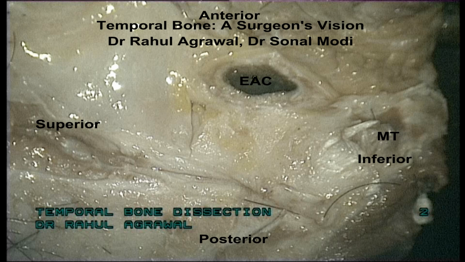On this right temporal bone, we'll be demonstrating dissection for inside-out mastoidectomy. Anterior, superior, posterior, inferior are labeled. EAC denotes your external auditory canal. MT denotes the mastoid tip. This is the right temporal bone.